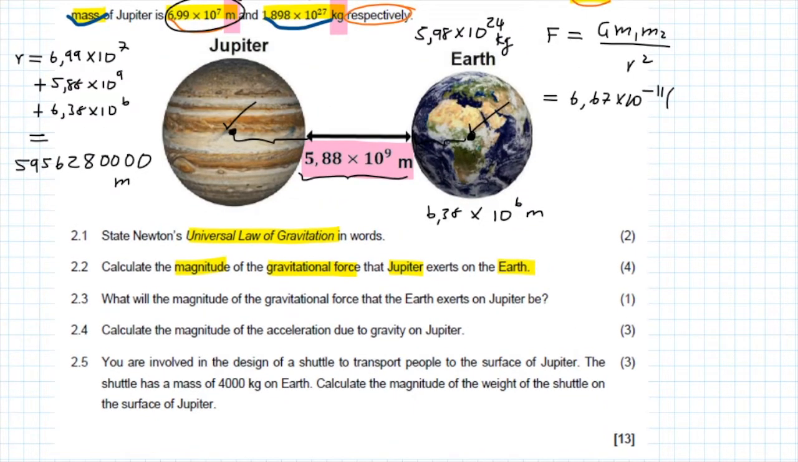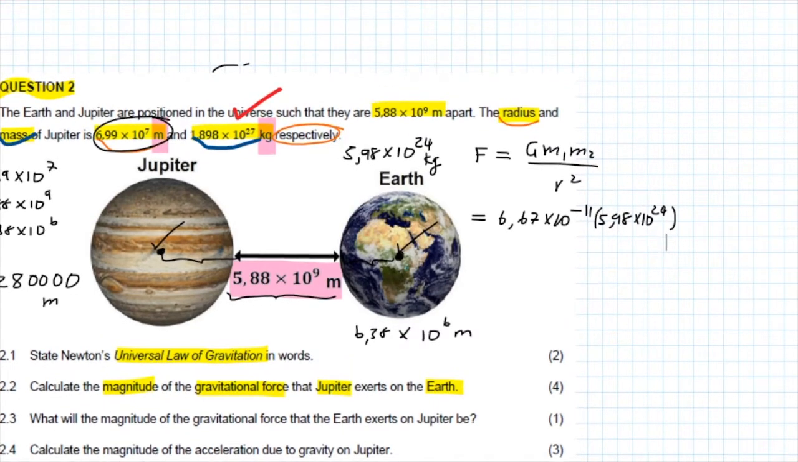Now we must plug in the masses. We're going to multiply by the mass of Earth, 5,98 times 10 to the power of 24, and then multiply this by the mass of Jupiter. The order doesn't matter because we're multiplying. The mass of Jupiter is 1,898 times 10 to the power of 27. Now we're going to divide all of this by the distance between them.